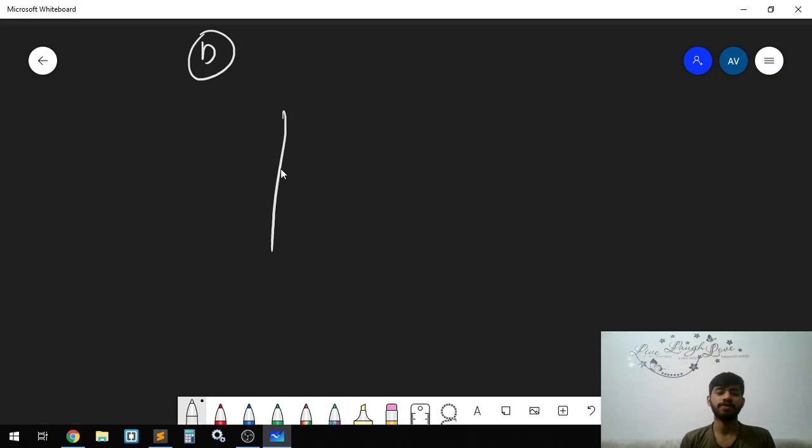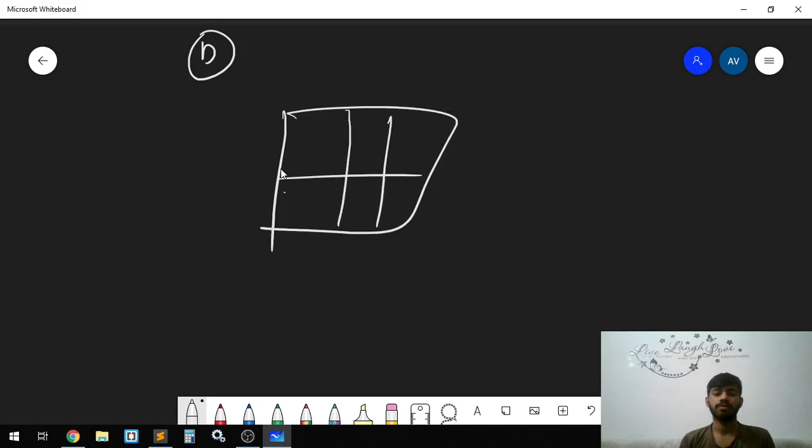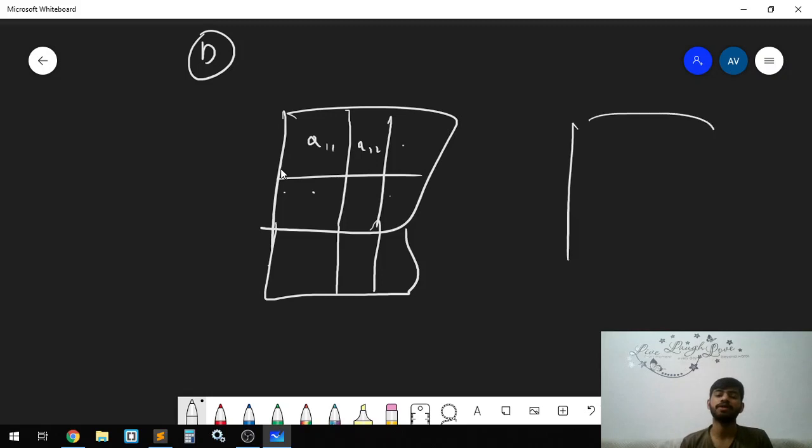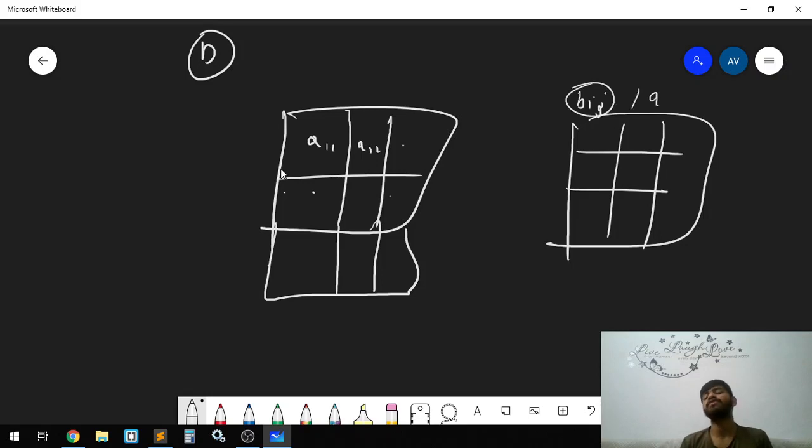So we are given a matrix A, an n by m matrix. This is A11, A12. This is the given matrix, and I need to find another matrix in which every element b of ij is a multiple of a of ij. A of ij divides b of ij.